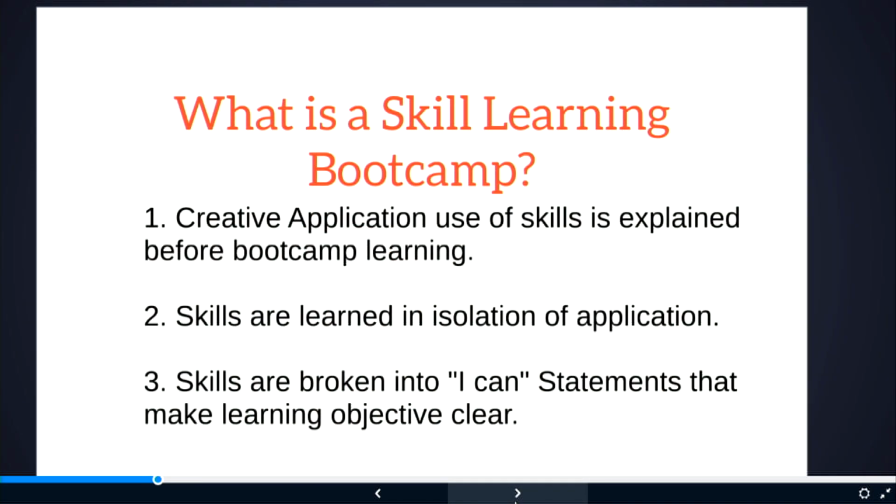Okay, so what is skill learning in a boot camp? First off, the creative application use of the skill is explained before the boot camp is learned. So we're here to learn about how to create functioning teams. We're here to learn about how to create music. We're here to learn, in my case, how to create a wow project, a wonderful original work of art.